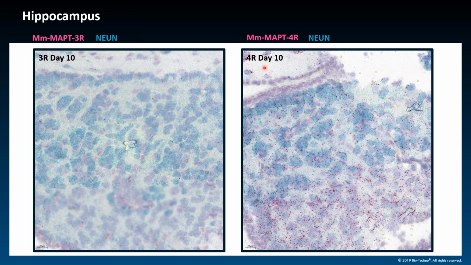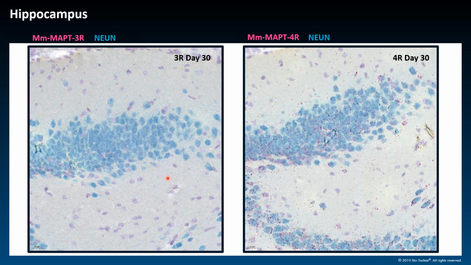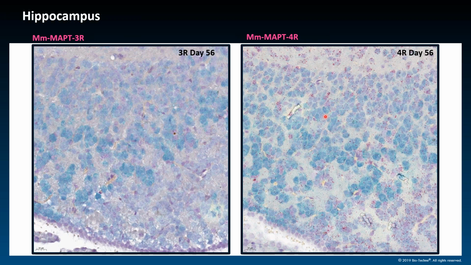the expression of the 4R tau variant is dramatically high compared to the 3R variant, where the expression seems to have dropped significantly. Moving on to day 30, again, expression seems to be higher in the 4R tau, but compared to day 10, the expression in day 30 is still lower. And then day 56, again, expression for 4R seems to be higher, but not as high as it was on day 10.